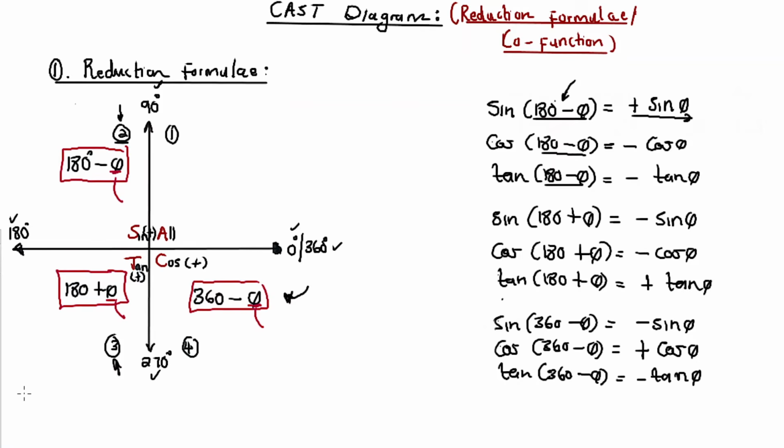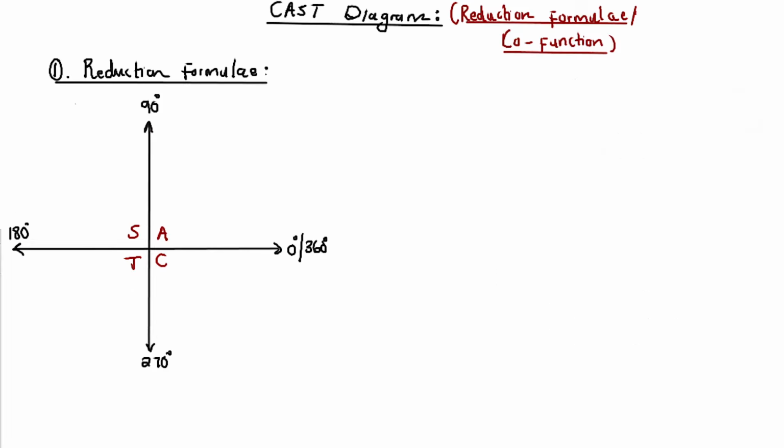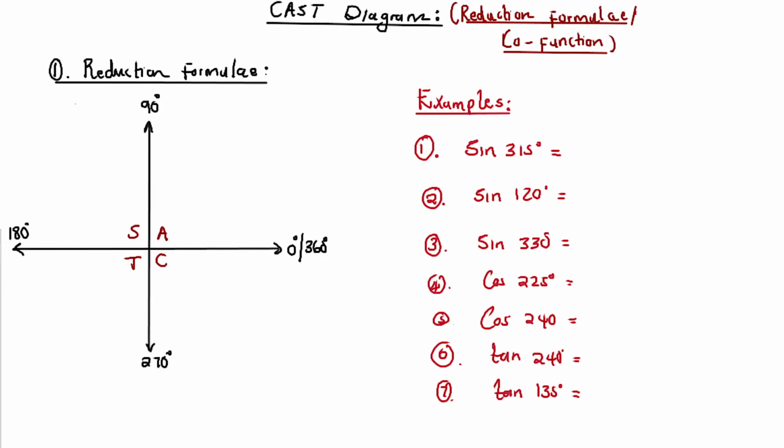Keep in mind the reduction formulas are used for reducing reflex and obtuse angles to acute angles, right? And normally, after reducing those angles, the acute angles you're going to end up with are going to be special angles. Okay, so let's take this down and take some examples.